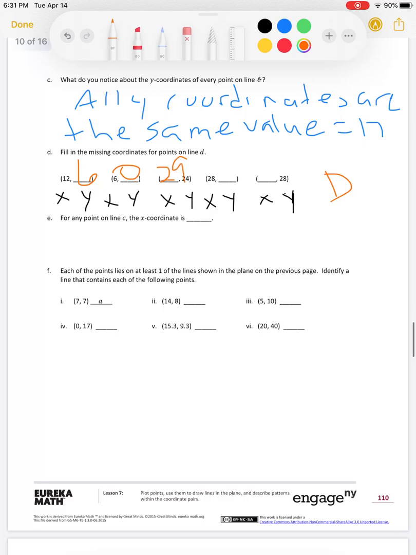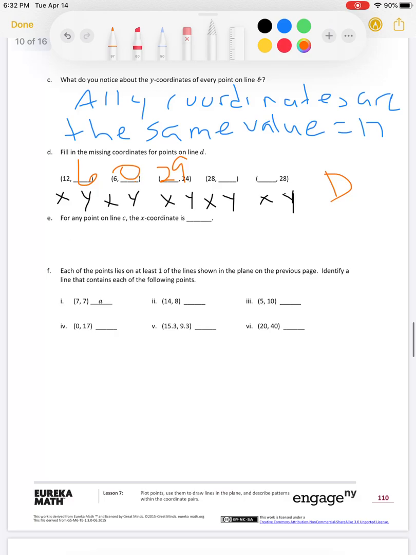Okay, we have to do the same thing for 28 and for the y-axis, and here for the x-axis. Okay, I think you all can do that on your own. I've done the first 3 examples, so the next 2, perfect. Very good. Now, the next question here says, for any point on line C, the x coordinate would be what?